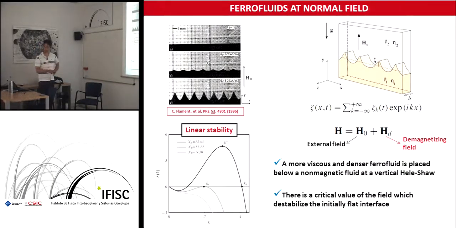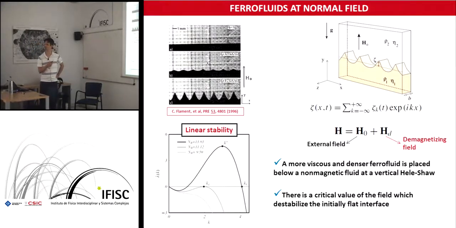Alright, so the linear stability analysis shows us that this is the linear growth rate, this is the wave number. If the field is low, there are no unstable modes, then you expect the interface to remain flat. But there is a critical value of the field at which one mode becomes a marginal mode, and if you increase further, it will be unstable. This wave number corresponds to this wavelength for the critical value. And if you increase further, then you have a band of unstable modes, and the fastest growing mode will determine the periodicity of this structure.